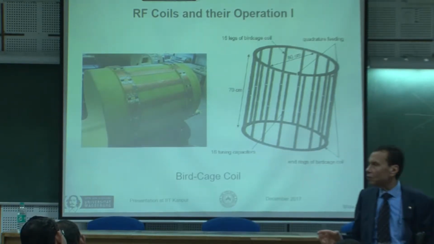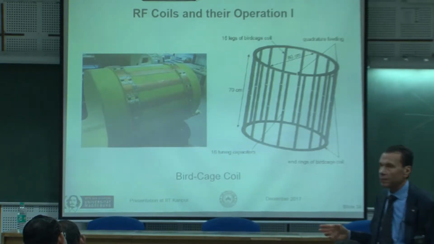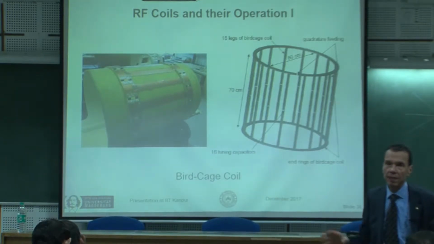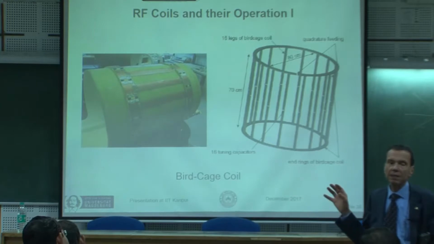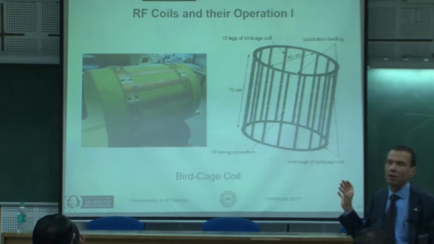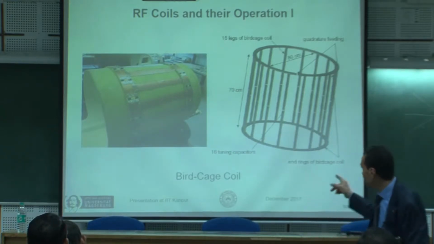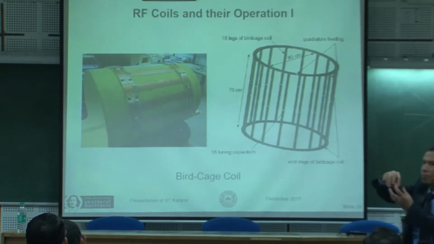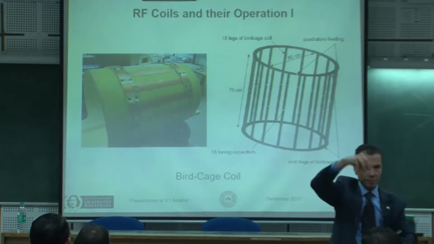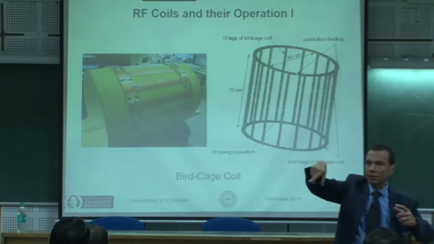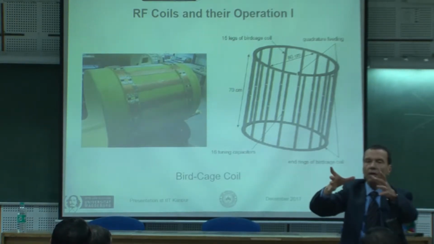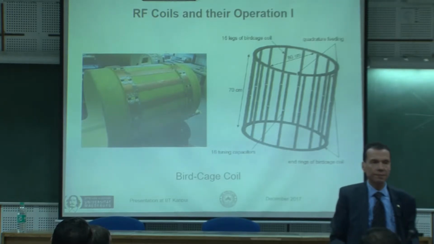So all components which are to be used should be low loss components. The most famous form of an RF coil is called the bird cage. It is like the bird cage, as you see here. It is composed of rods distributed uniformly and connected by two rings.